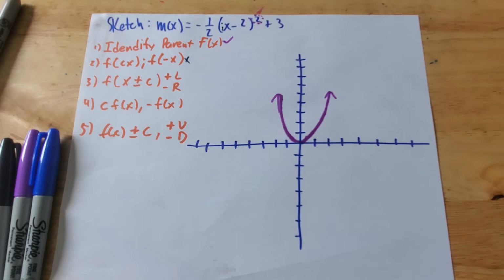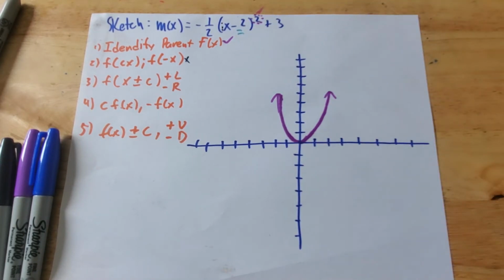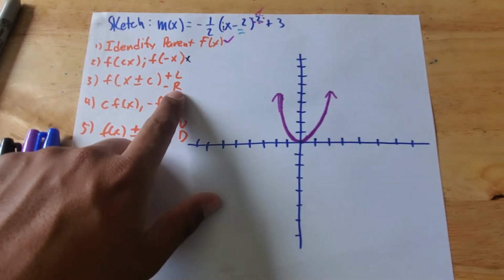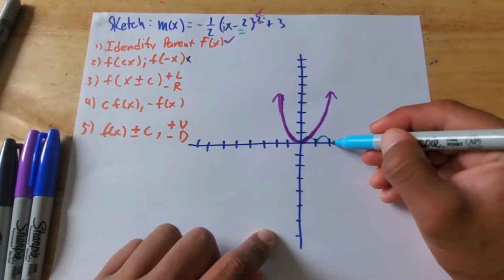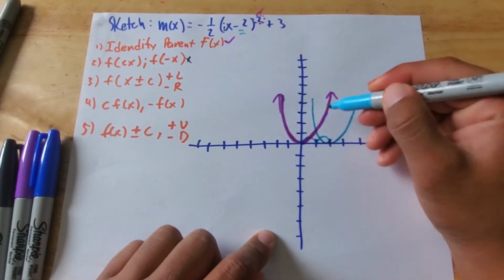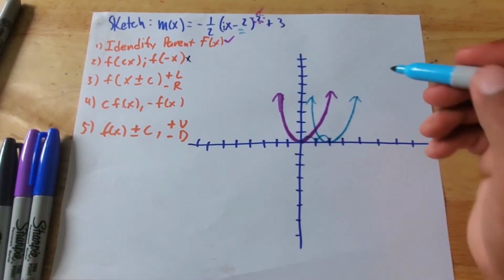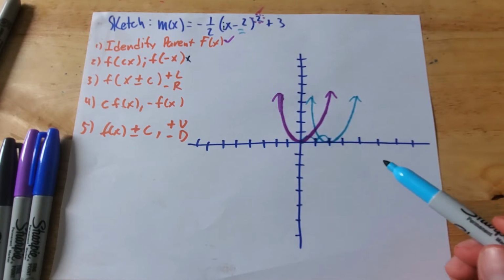Now, let me get a different color for that. So there is something subtracting inside. But here, you're going to do the opposite of what you think it should do. Since it's negative, we're actually going to shift it to the right. So that means I'm going to go over 1, 2, and this same parabola curving upward. Again, if you want to use the precise points, you can.